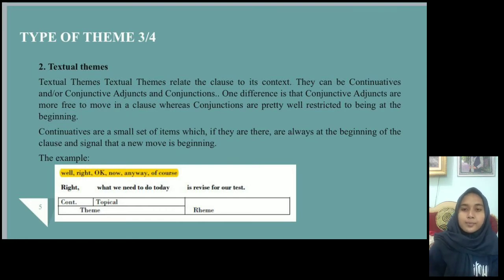Number 3, interpersonal themes. Interpersonal themes are elements occurring before the topical theme that are also thematic. They may be modal adjuncts, vocatives, finite, or WH elements. For example, modal adjunct perhaps is modal and interpersonal, we topical and it's included in theme, and can't wait until next week is rhyme.